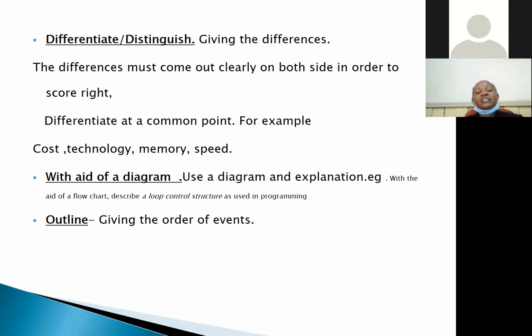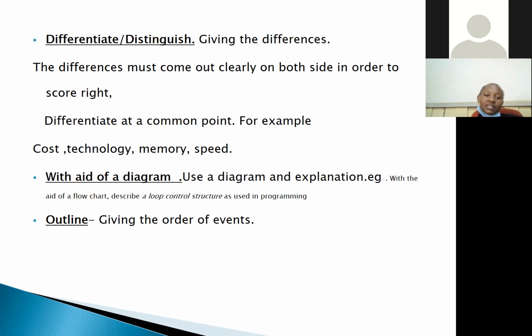Again, when you are differentiating, you are supposed to differentiate at a common point. For example, in our case of differentiating between a compiler and an interpreter, one of the differences is that compilers are faster than interpreters. Then you are supposed to differentiate at a common point. Let's say you are differentiating using memory, whereby a compiler requires a lot of memory and an interpreter requires less memory. That's a correct point. But you cannot differentiate by saying that a compiler requires a lot of memory and an interpreter is, let's say, fast. You are supposed to differentiate at a common point.